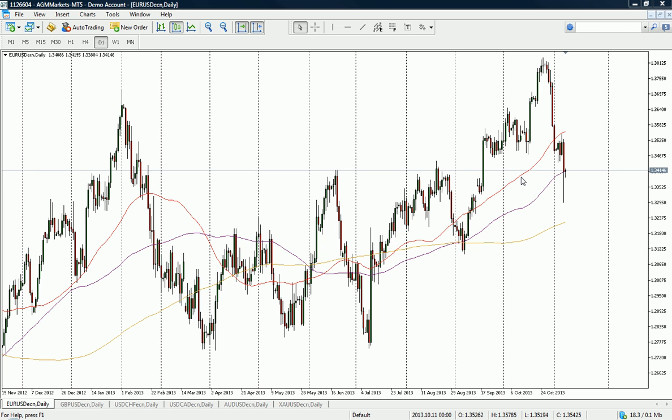For any new followers, we have 3 moving averages in each of these charts. The red one is a 50 simple, the purple is a 100 simple, and the gold is a 200 simple moving average.